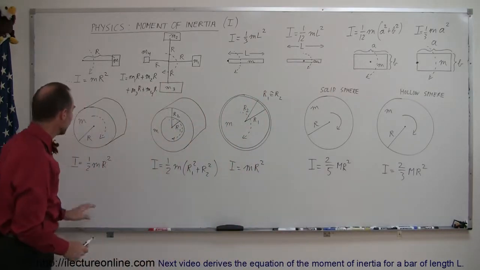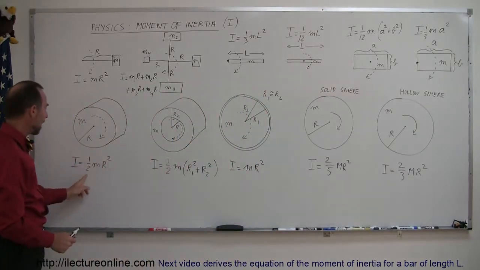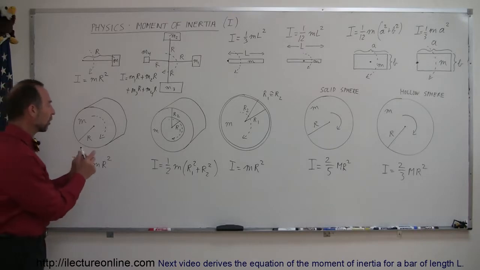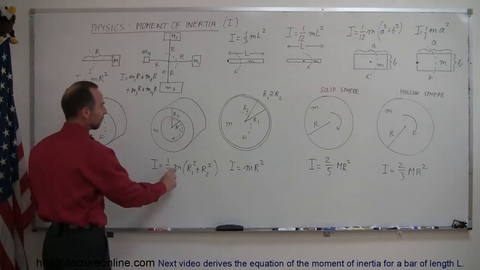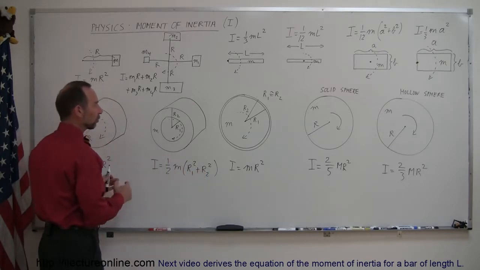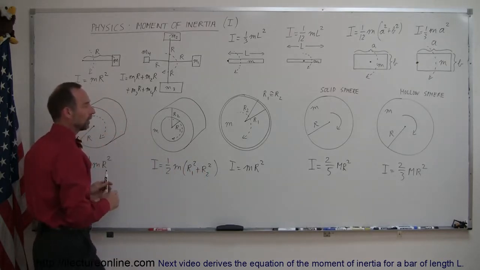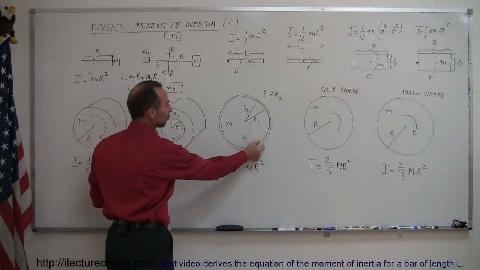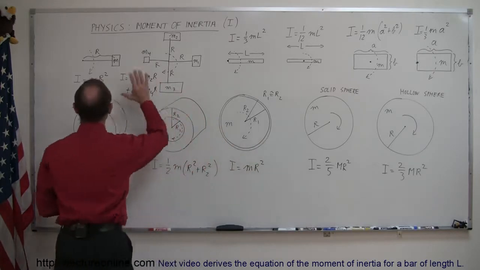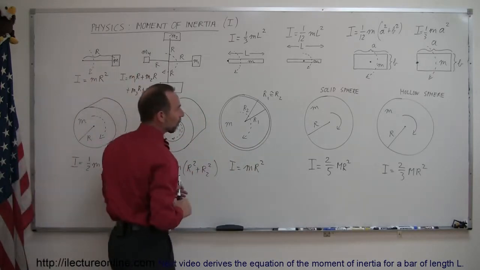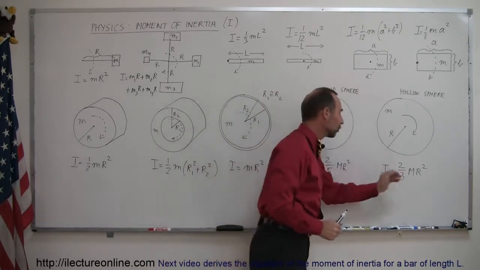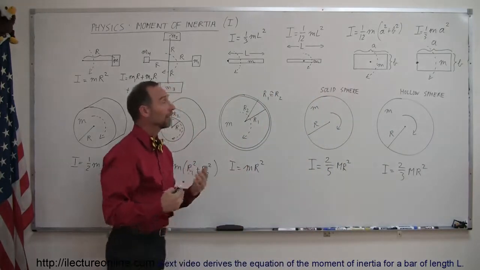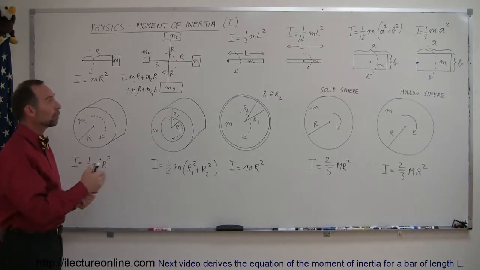If it's a cylinder and it's a solid cylinder, it's simply 1/2 mr squared. If it's not a solid cylinder, if there's an opening in here, like a hollow portion of it, then it's 1/2 m times the sum of the two radii squared, inner plus outer radii squared. If it's a thin shelled ring, then it's again mr squared. And if it's a sphere, if it's solid, it's 2/5. If it's hollow, it's 2/3 mr squared. So a nice little review of the different moments of inertia for the various objects.